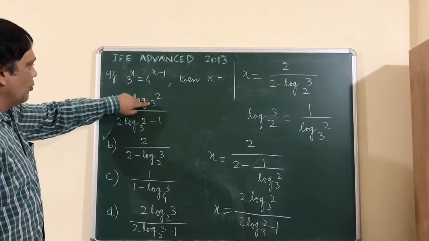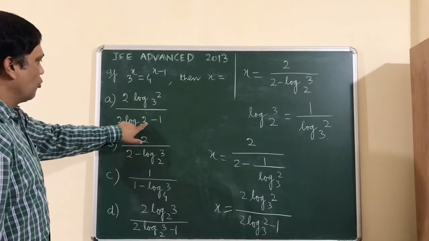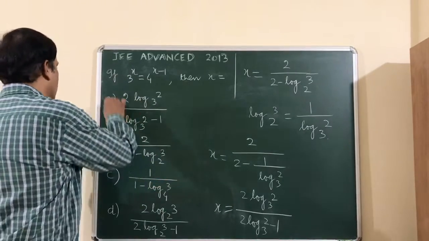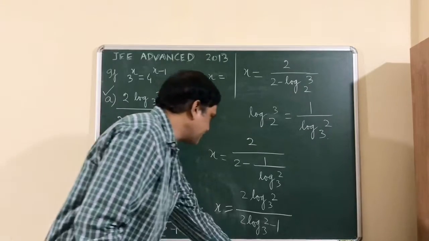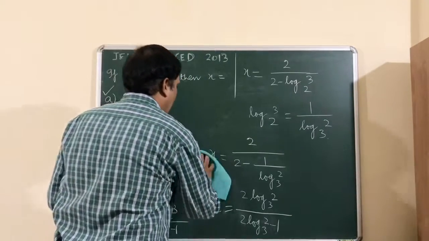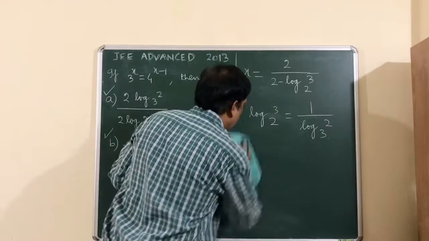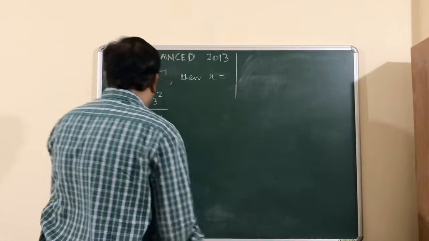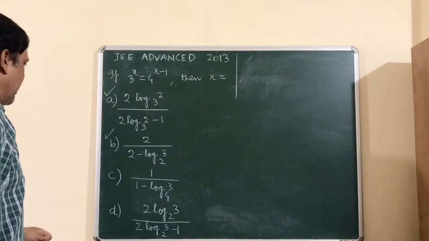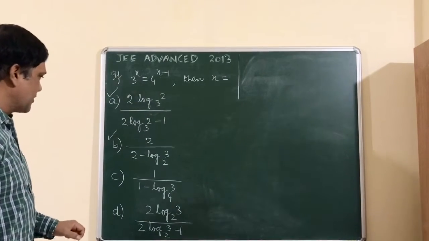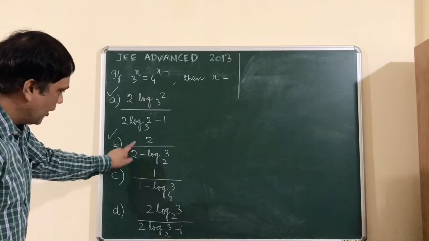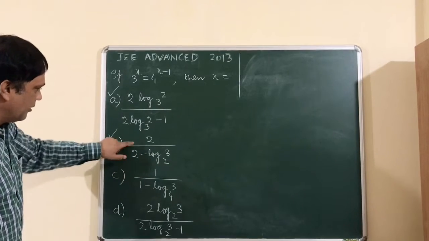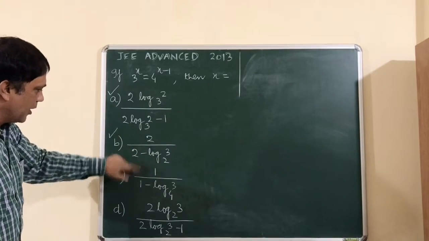2 log 2 base 3 divided by 2 log 2 base 3 minus 1. So option A is also correct. I'll check whether we can get any other options. You can see there it's log 3 base 2, and it's quite visible over there. If you just see, we can divide the numerator and denominator by 2.